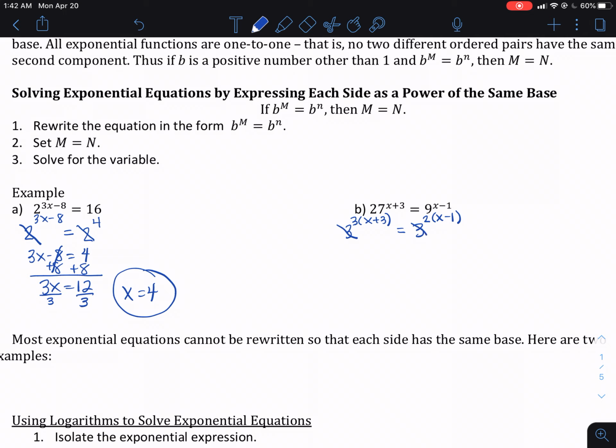I'm going to go ahead and distribute as we rewrite this. So 3 times the quantity x plus 3 is 3x plus 9. And 2 times the quantity x minus 1 is 2x minus 2. If we wanted to solve this, subtract the 2x to the other side. 3x minus 2x is just x, plus 9 equals negative 2. Subtract the 9, and x equals negative 11.